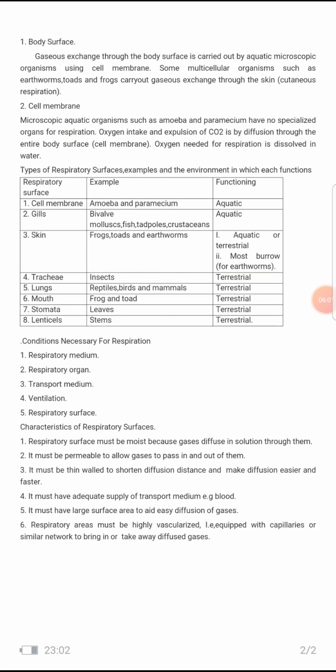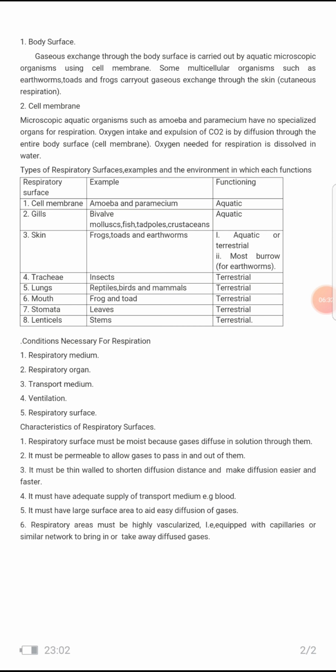Types of respiratory structures. You have the body surface and the cell membrane. Gaseous exchange through the body surface is carried out by aquatic microscopic organisms. Some multicellular organisms such as earthworms, toads, and frogs carry out gaseous exchange through the skin. That's cutaneous respiration.